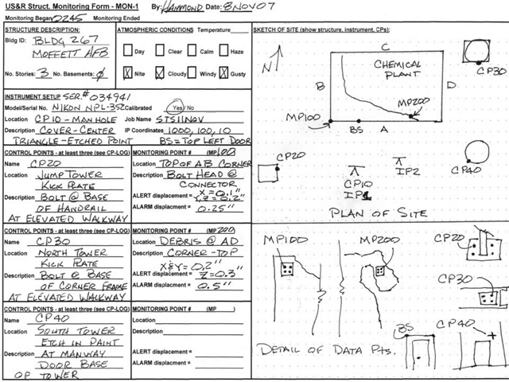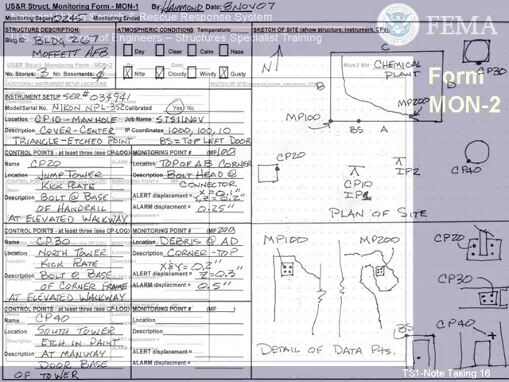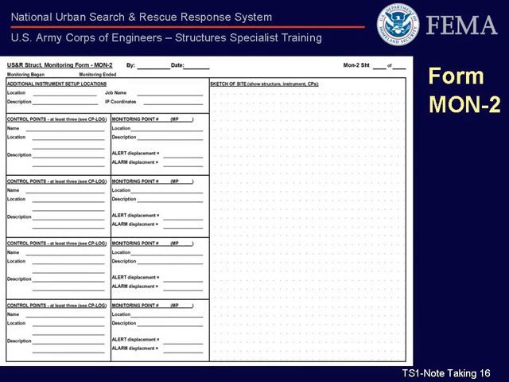Note the information represented in the sketch as well. The structure has been labeled the same as other rescue personnel would be using. The locations of the IP, CP, and MP are all noted, as well as details of how these points appear in the instrument telescope. As stated earlier, Mon 2 is the form that provides additional information on the monitor plan.